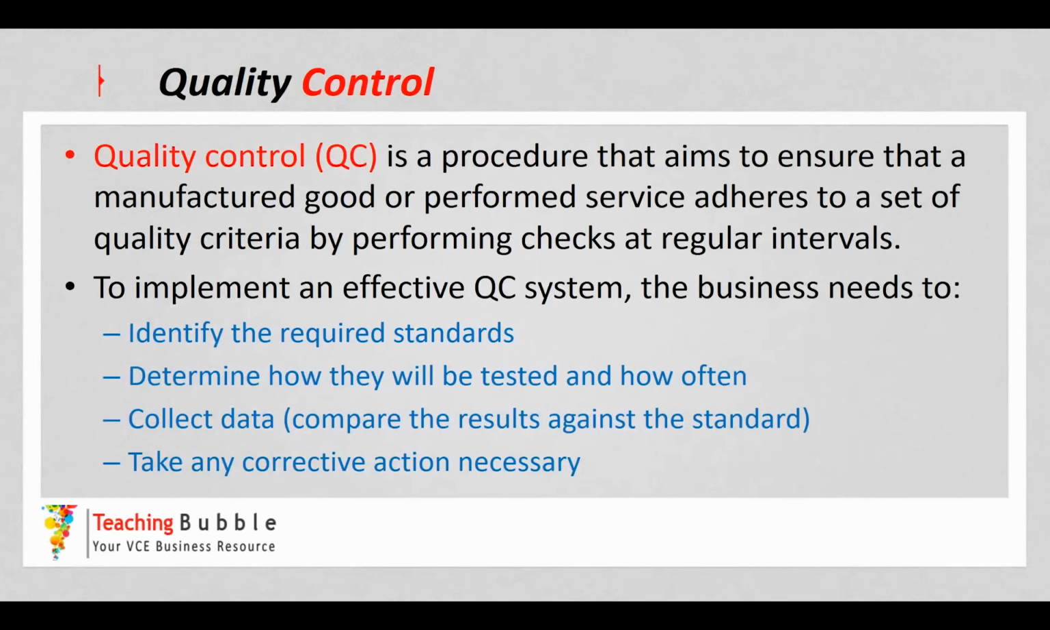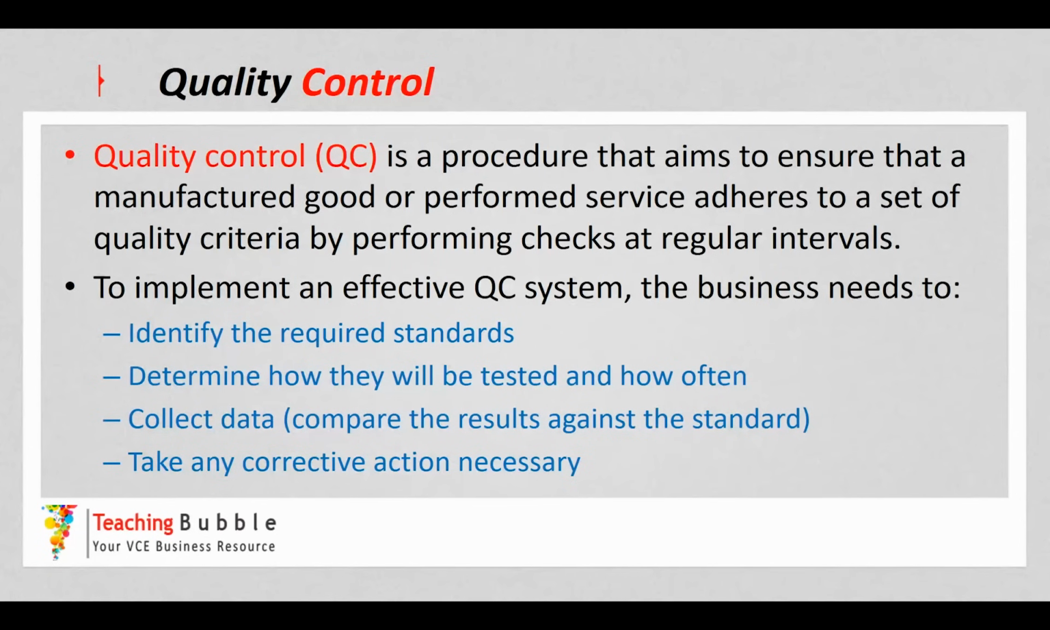Now, it's a procedure that aims to ensure that a manufactured good or performed service adheres to a set of quality criteria by performing quality checks at regular intervals. So it can check a particular product along at different stages in the production process and maybe do that for every product, or it may decide that it doesn't have to check every product, that it's just going to check one particular product out of, for example, every 50, just to see that they are meeting the desired quality standards that have been set by the business.